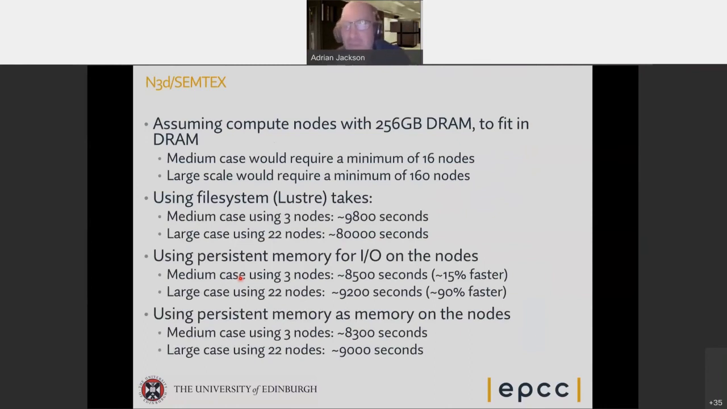But the nice thing is, and I'm just wrapping up here, so we should finish with questions in a minute, you can see that on the medium test case, running on 3 nodes, it took us nearly 10,000 seconds to run the simulation. And then when we go to the persistent memory, it goes down by about 15%. But for the large test case, where we go up to 22 nodes and we're writing out nearly 40 terabytes of data, it took about 80,000 seconds to run the simulation. And then writing out to persistent memory, it takes about 9,000 seconds.